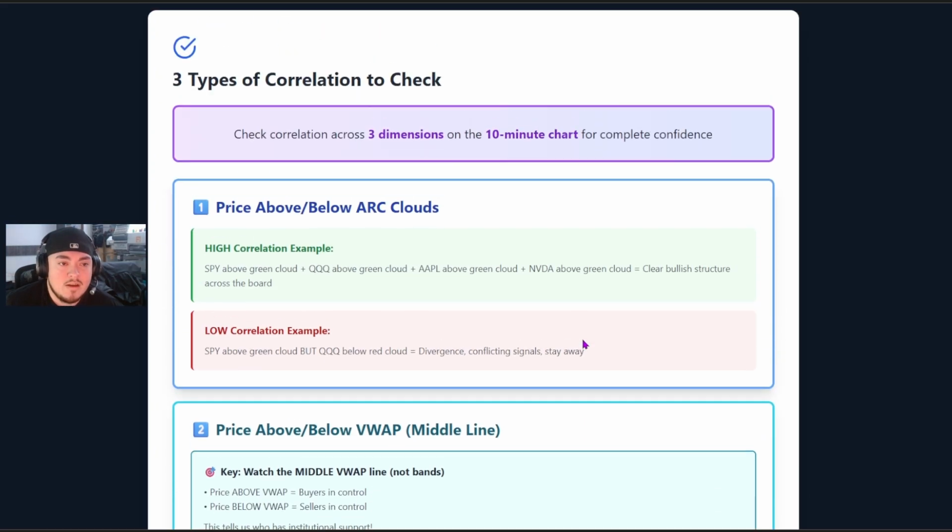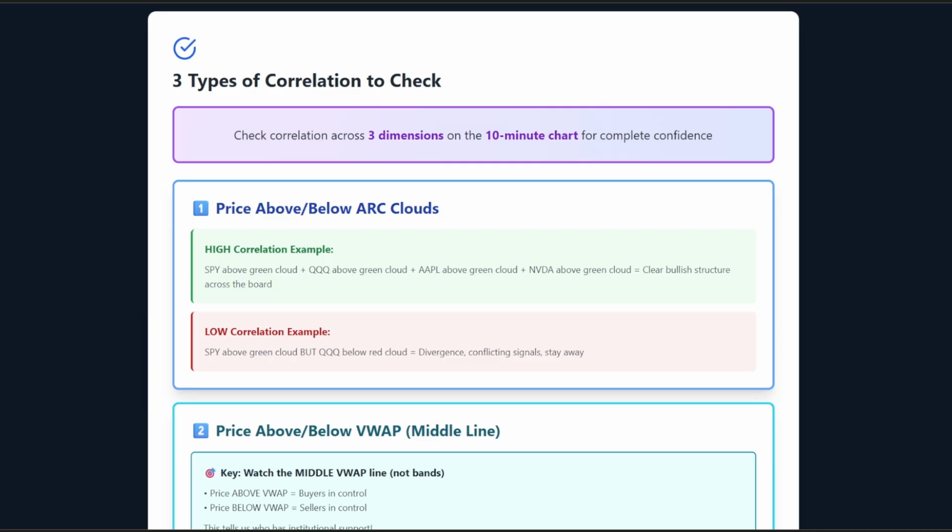Want to do the next slide here? Yeah. All right. So there's 3 types of correlations to check. All right. So check correlation across 3 dimensions on the 10-minute chart for complete confidence. All right. So number 1, price above or below the cloud.